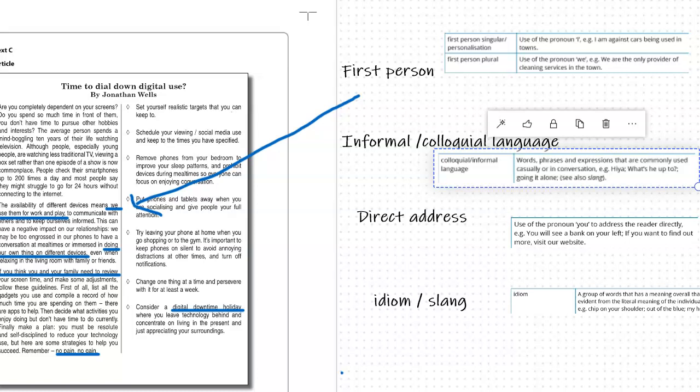Okay, we've got another example of informal language in the last paragraph. Considering a digital downtime holiday where you leave technology behind and concentrate on living in the present and just appreciating your surroundings. So we've got two examples here, and when we actually go to fill in the question, we can use either.